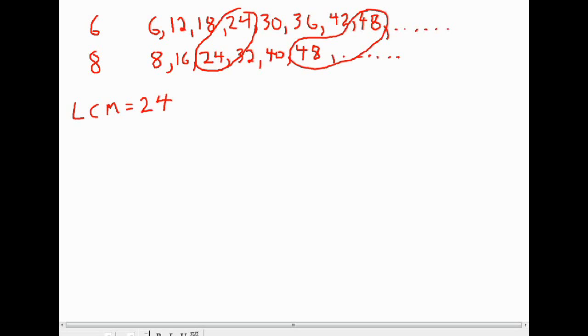Now it's interesting to note here that when we multiply 6 times 8, it does equal 48. If you're looking for any common multiple, you can always multiply the two numbers together. That will give you a common multiple, but not necessarily the lowest common multiple.